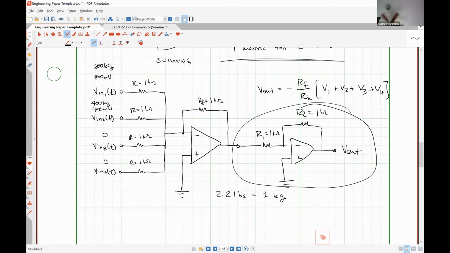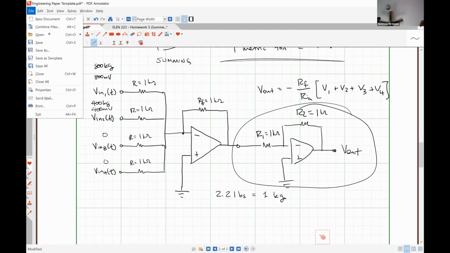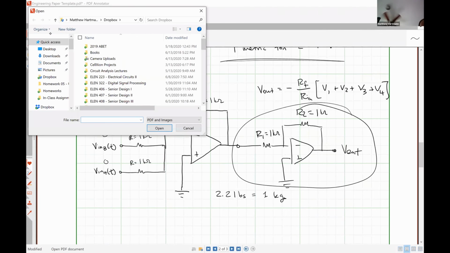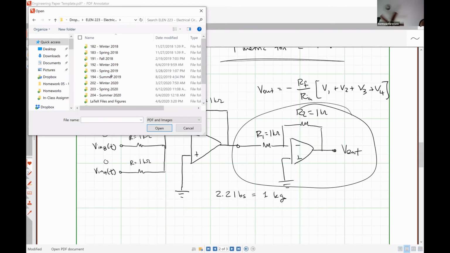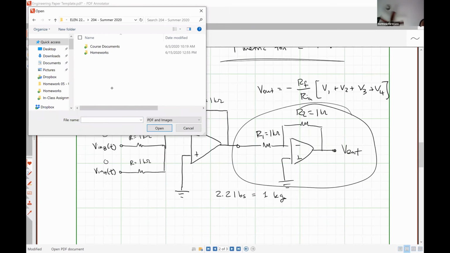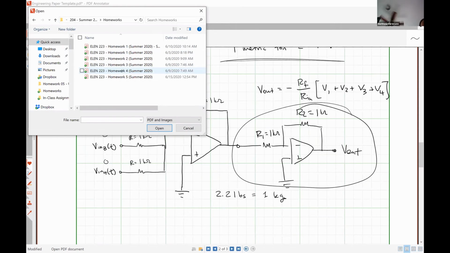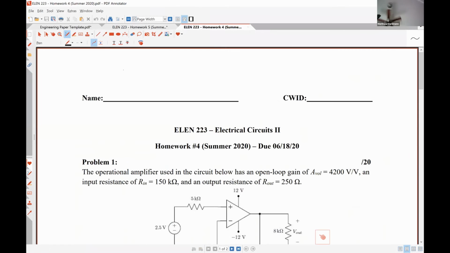All right, any other questions on homework assignments or this material or anything? Yeah, I have a few for homework 4. Homework 4. All right, let's see. File, open. 223. All right, Devin, what are your questions in regard?